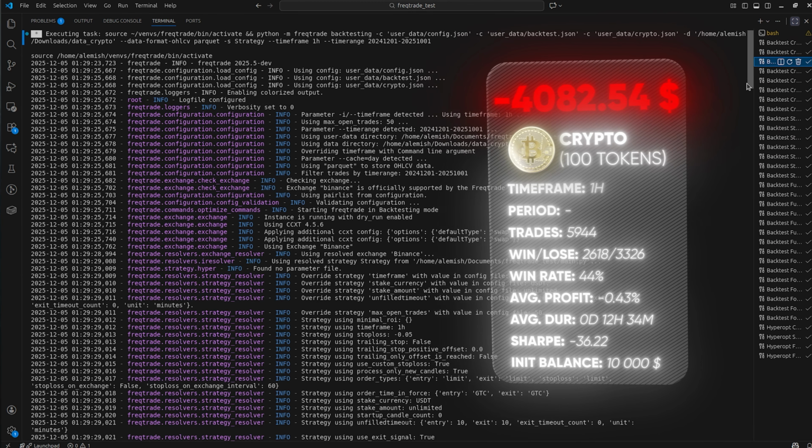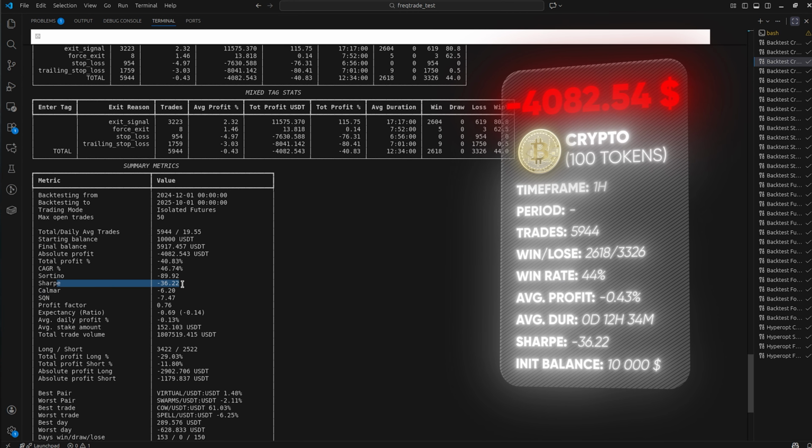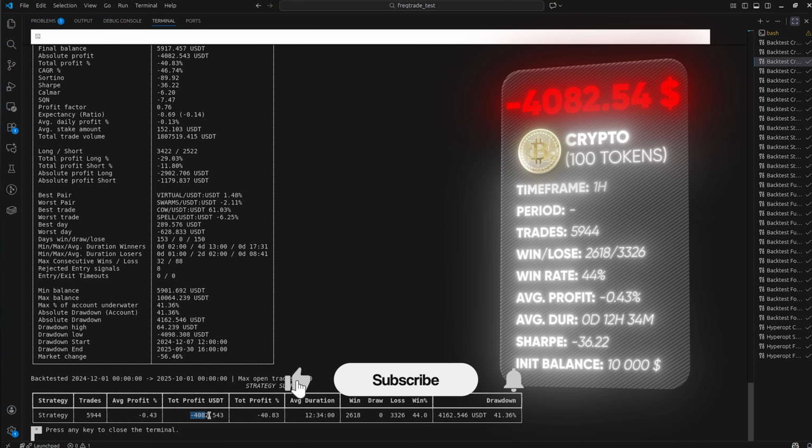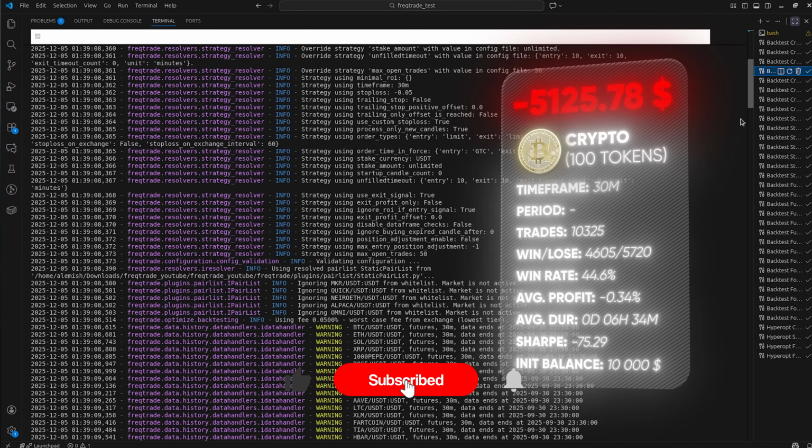Next, let's move to 1 hour time frame, similar outputs, stats, and this time our Sharpe is negative minus 36, and we lost $4,000. Next, let's move to 30 minutes. Once again, negative Sharpe minus 75, and we've lost $5,000. 15 minutes, best and worst performing pairs. We have Sharpe minus 79, and we've lost nearly $5,000 again.